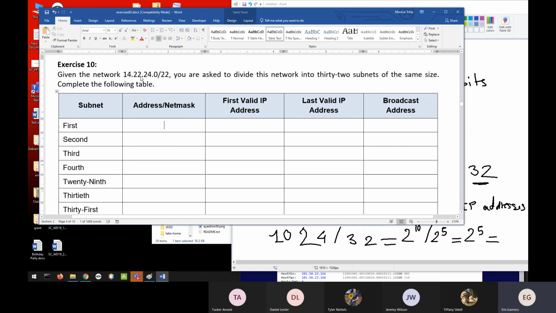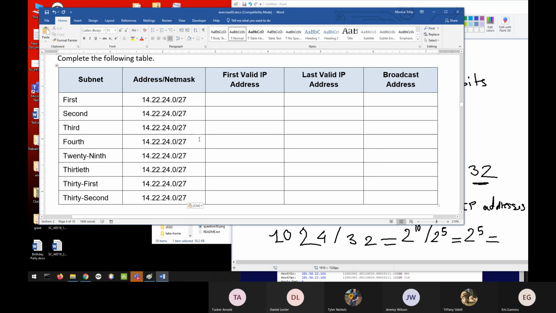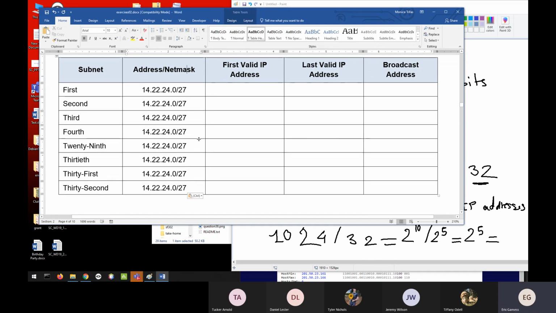I take this, I copy it, copy it, copy it, oh, I should update this. So we borrow 5 bits, no? So we want a /27, no? Yeah. So 27, 27, 27. Okay. We go by step of 32.